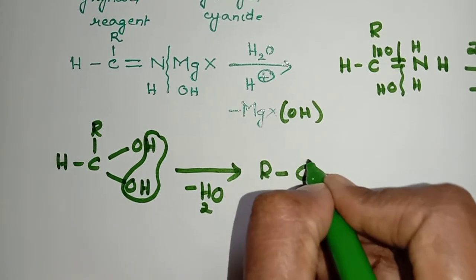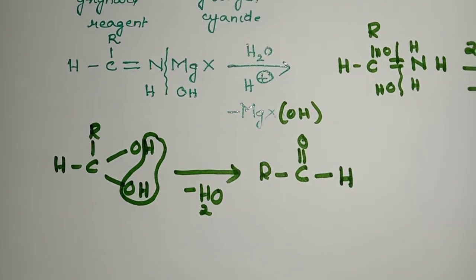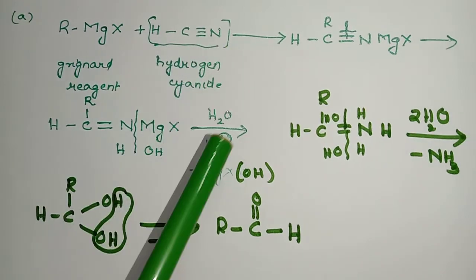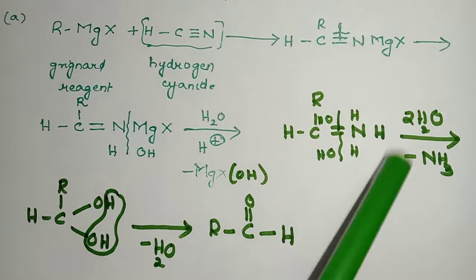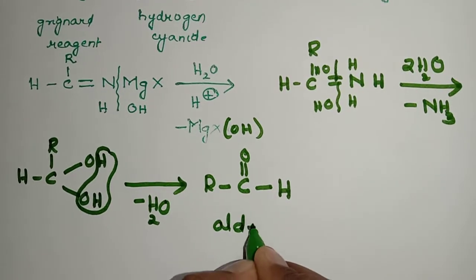So this is the way we prepare aldehydes from Grignard reagent. Grignard reagent plus hydrogen cyanide followed by hydrolysis. So this is the mechanism taking place. Finally, we obtain aldehydes.